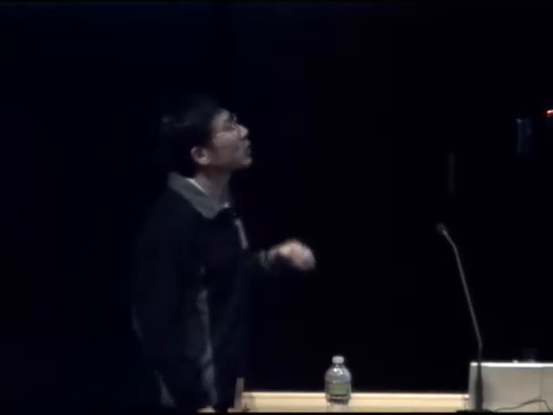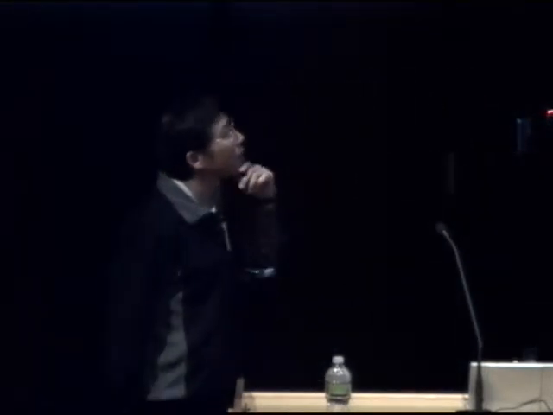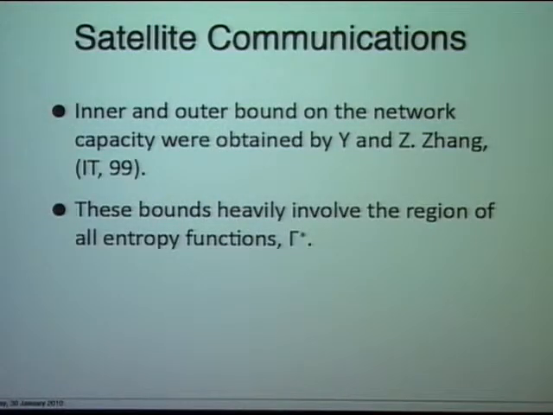In this work by Zhang and myself, we obtained inner and outer bounds on the network capacity. These bounds heavily involve the region of all entropy functions, which is commonly denoted by gamma star. And the rest of this tutorial is to give a high-level description of what's happening, and also I will try to get into some subtleties in the technicalities involved.